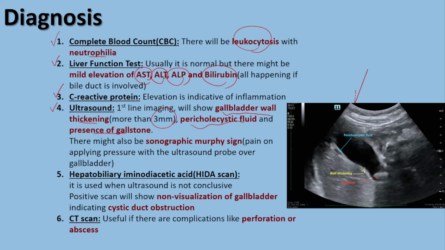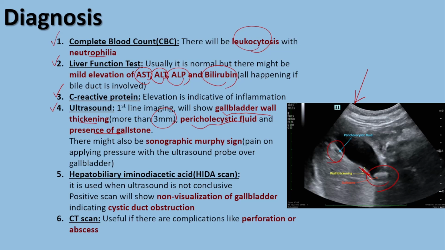So here in this picture, you can see an ultrasound of the patient who is suffering from cholecystitis. As you can see, the walls are thickened. Also here you can see the gallstone on the opening of the cystic duct, and also you can see the pericholecystic fluid in the scan as well.